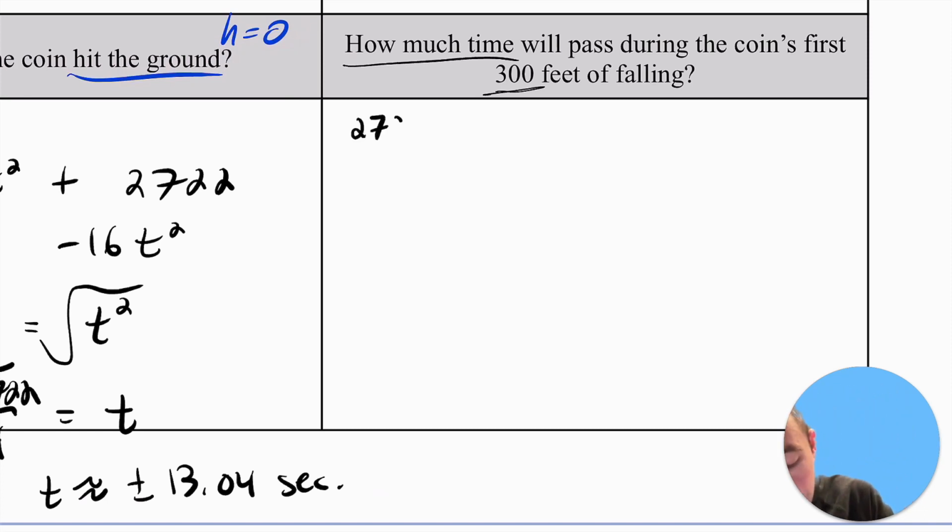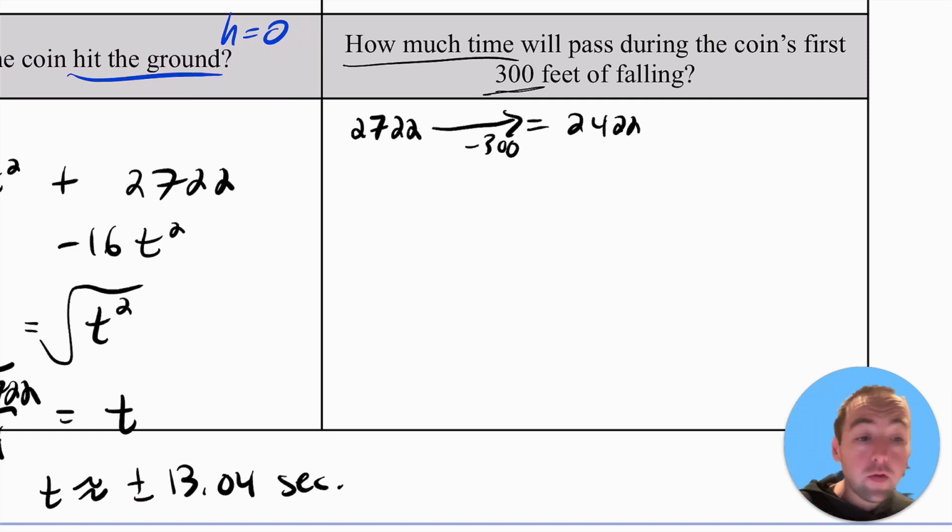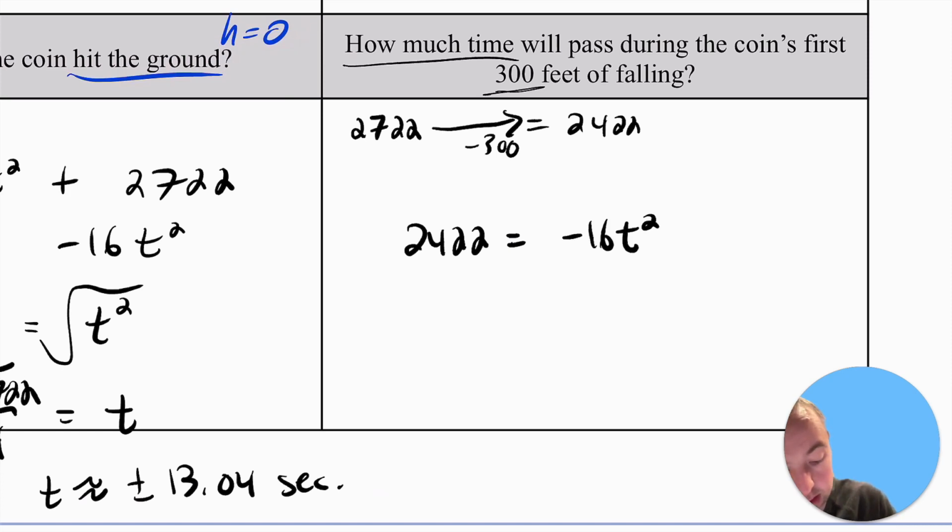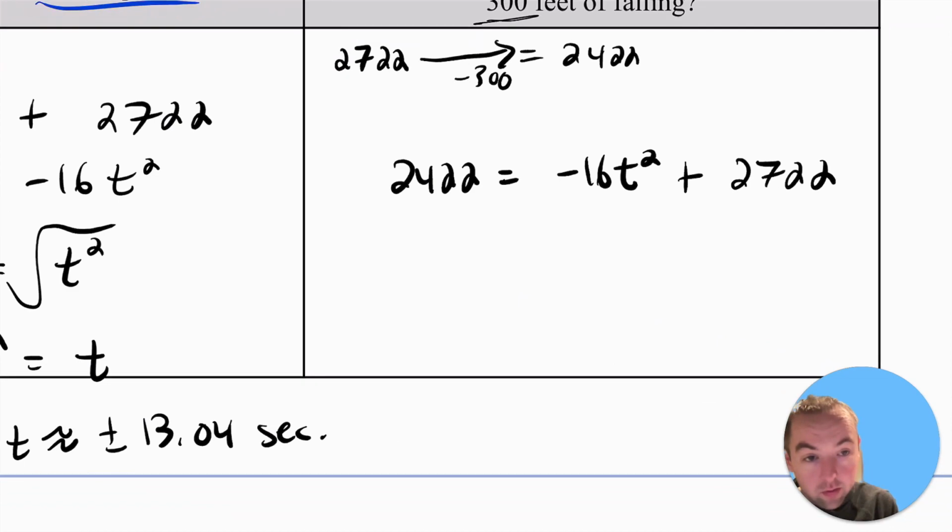So if it's at 2722 to start with, and if it falls 300 feet, so subtract 300, it's going to be at a height of 2422 feet. So we'd actually need to plug in 2422 feet in for the height into the equation to find the amount of time at which it would be at that height, right? So what that does mean then is we could solve this similar to what we did here just by using the square root property.